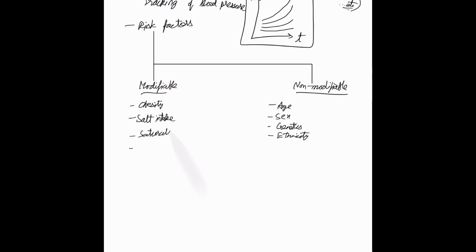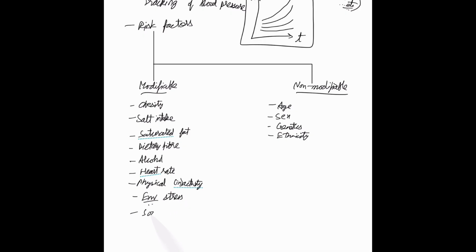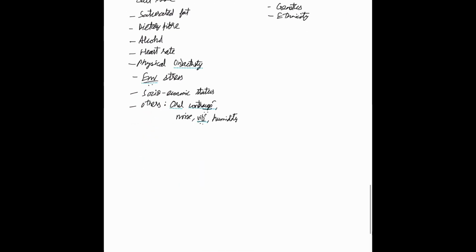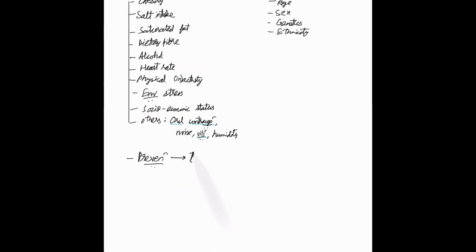And we also see the various risk factors responsible for hypertension. These are also categorized into modifiable and non-modifiable factors. Under modifiable, we have obesity, salt intake, saturated fat, dietary fiber, alcohol, physical inactivity, environmental stress, socioeconomic status, and other factors like OCPs, noise, vibration, and humidity. Age, sex, genetics, and ethnicity are non-modifiable, of course.